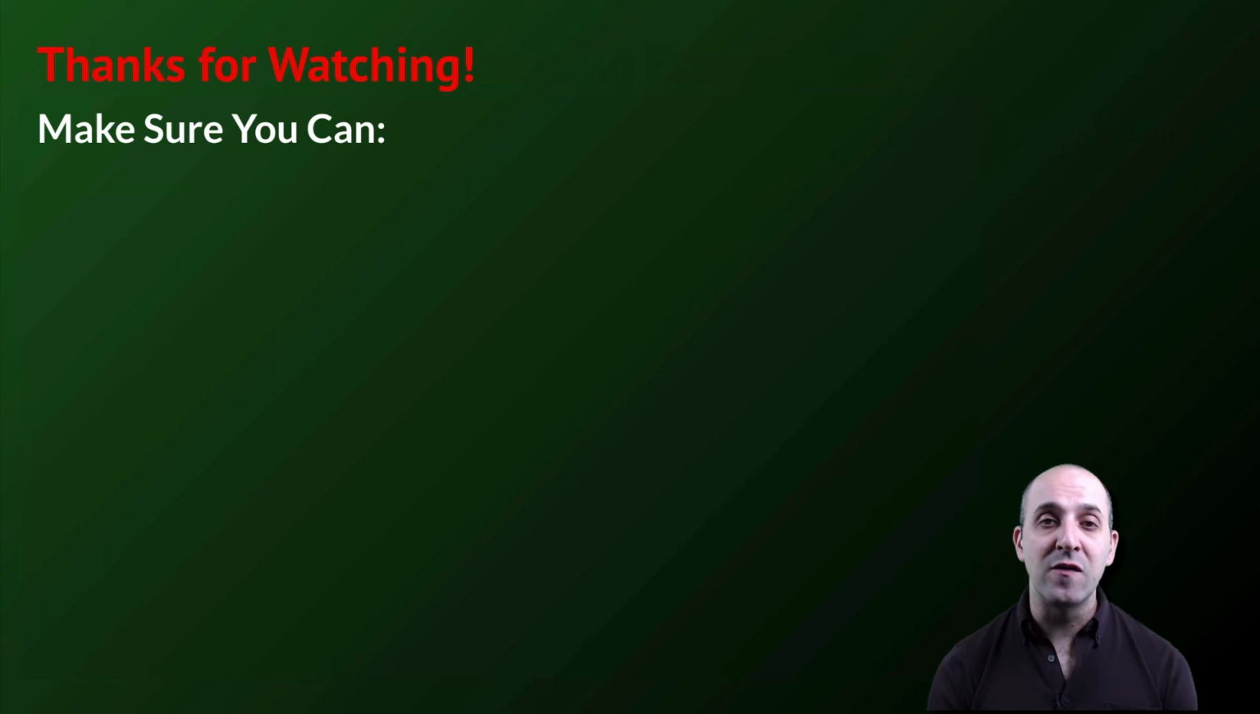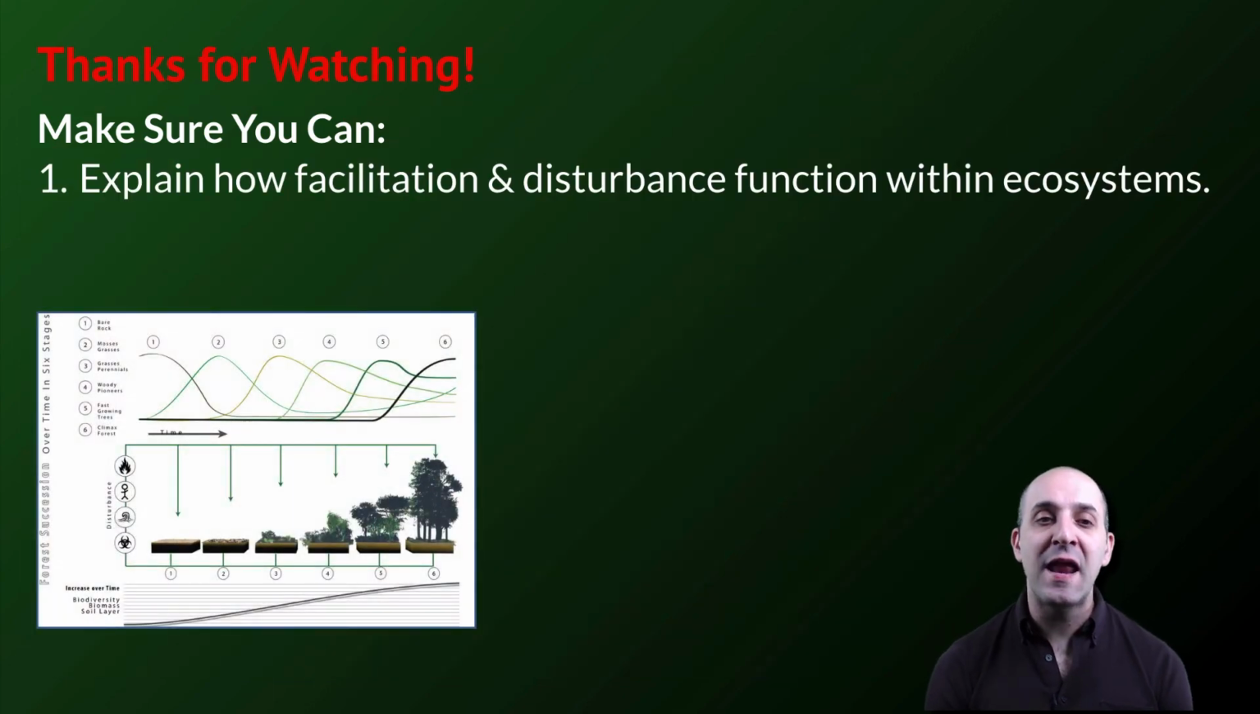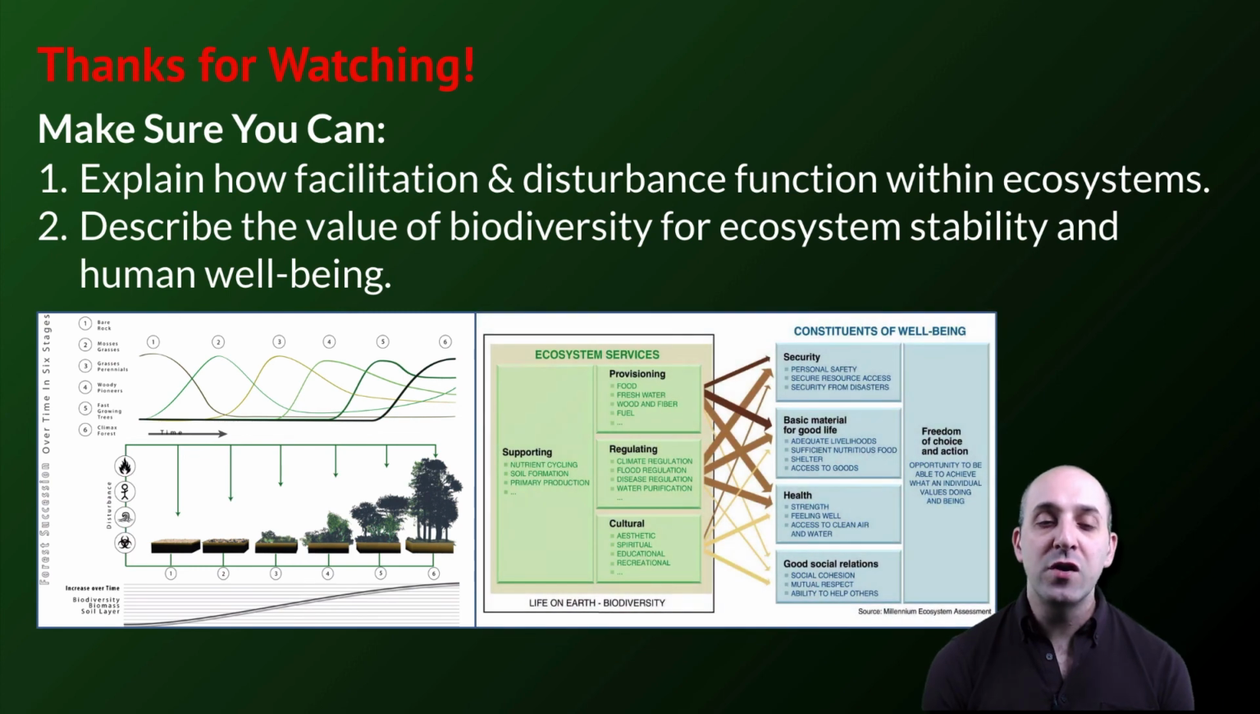Make sure you can do the following things here at the end. Make sure you can explain how facilitation and disturbance function within ecosystems. Make sure you can describe the value of biodiversity for ecosystem stability and human well-being. If you can do those things, you're doing great.